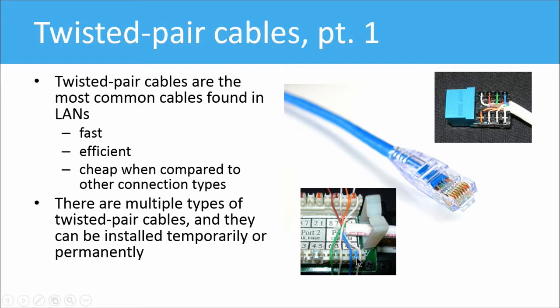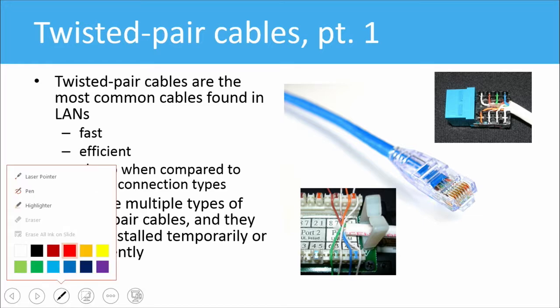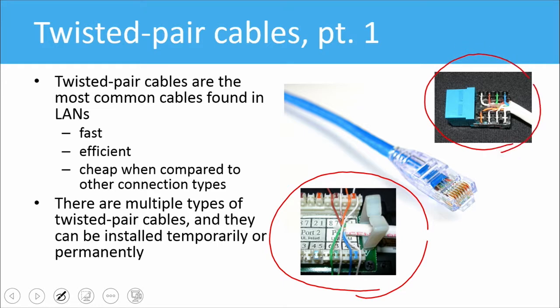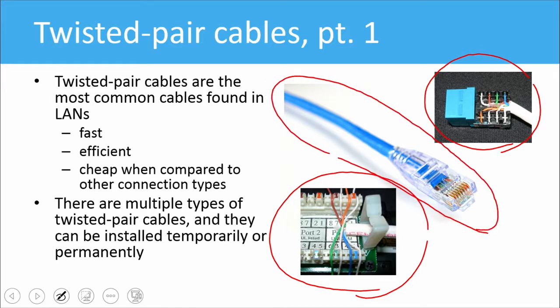If you take a look down on the bottom right of the screen, we have a patch panel there, right? You have a port being terminated up here in the top right of the screen. Those are two permanent installations of twisted pair cables. And here you have something called a patch cable, which we typically refer to as an Ethernet cable.